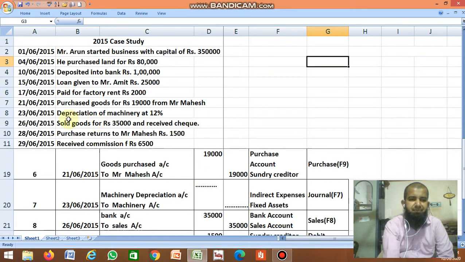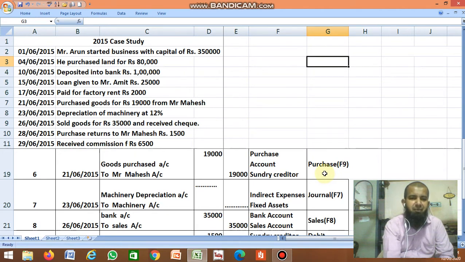Next, number 6, purchased goods for rupees 19,000 from Mr. Mahesh on 21/6/15. So purchase account is debit 19,000, and Mahesh account is credit, 19,000. Purchase account comes under purchase account, and Mahesh account is sundry creditor because goods were purchased from Mr. Mahesh. The amount is not paid here, so the voucher is purchase.